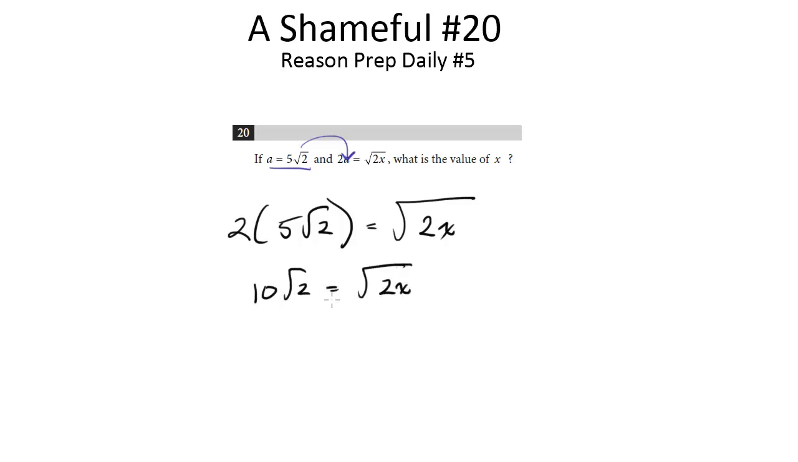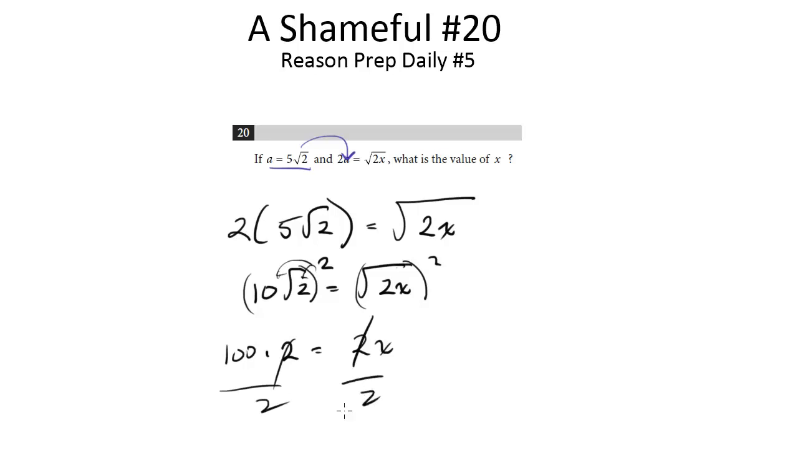Numerous ways you can go from here, but I'll square both sides. So when I square the left side, I have to remember to square both of these. So it's going to be 10 squared times radical 2 squared. So it's 100 times 2. And then when I square the right side, I'm just going to have 2x. So I can divide both sides by 2, and I'm going to get x is 100. And that's it.